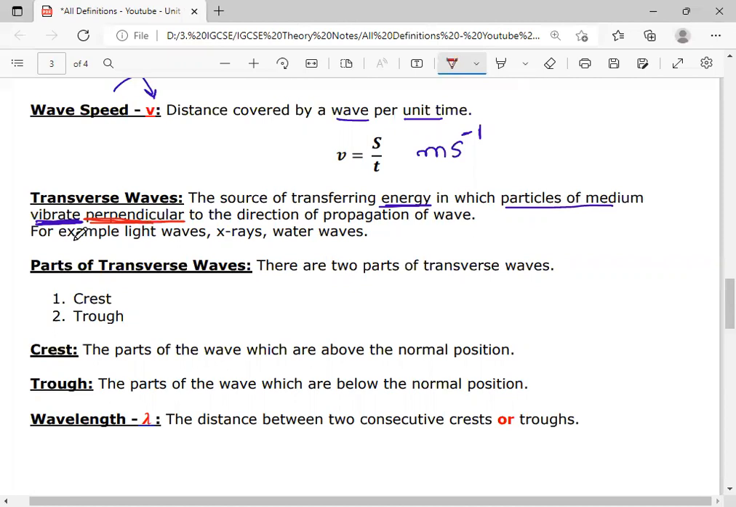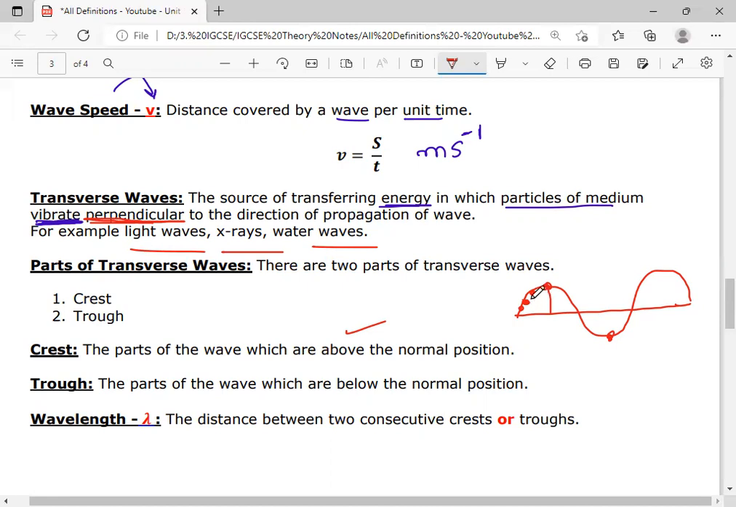Examples of transverse waves are light waves, X-rays, water waves. And transverse waves will be like this. Now there are 2 parts of transverse waves. Number 1, crest, and number 2, trough. The part of the wave which is above the normal position is called a crest. So this point can be the crest, this can be the crest, this can be the crest as well because it is above the normal position.